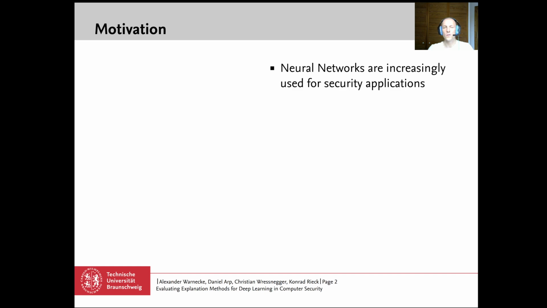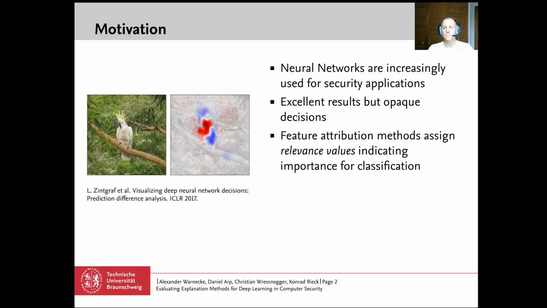This presentation deals with neural networks, which are increasingly used for computer security applications like Android malware detection or finding vulnerabilities in source code. These networks oftentimes show great performance, but at the same time their decisions are opaque for the practitioner. This means you cannot directly understand why a neural network makes a prediction the way it does.